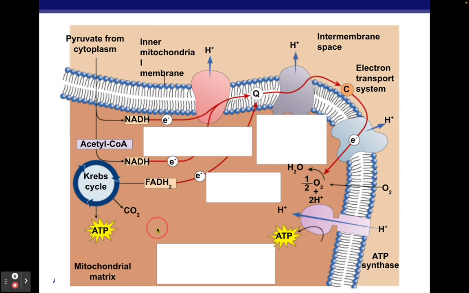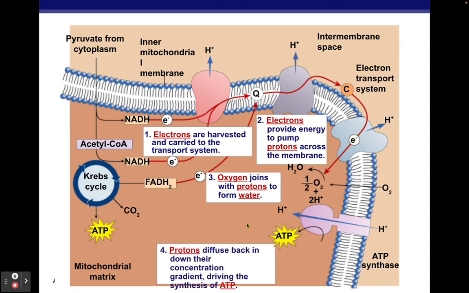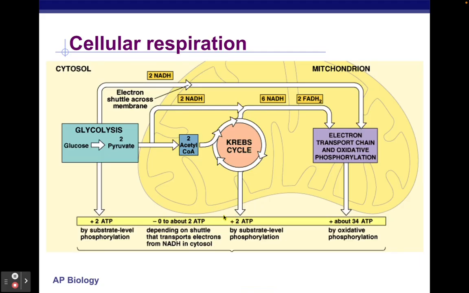Let's take a look here. Ready? One. Electrons. This is our electron transport carrier. Electrons are harvested and carried to the transport system. Here, look where we're getting all our electrons from: NADH, NADH, FADH2, right? The point is for them all to go to the carrier. Electrons provide the energy to pump the protons across the membrane. Oxygen joins with protons to form water as our final electron acceptor, and the electrons are attracted to that water. The electrons are low energy here. We have the protons diffuse back down their concentration gradient, driving the synthesis of ATP. Voila. I feel like that's artwork in my own opinion.